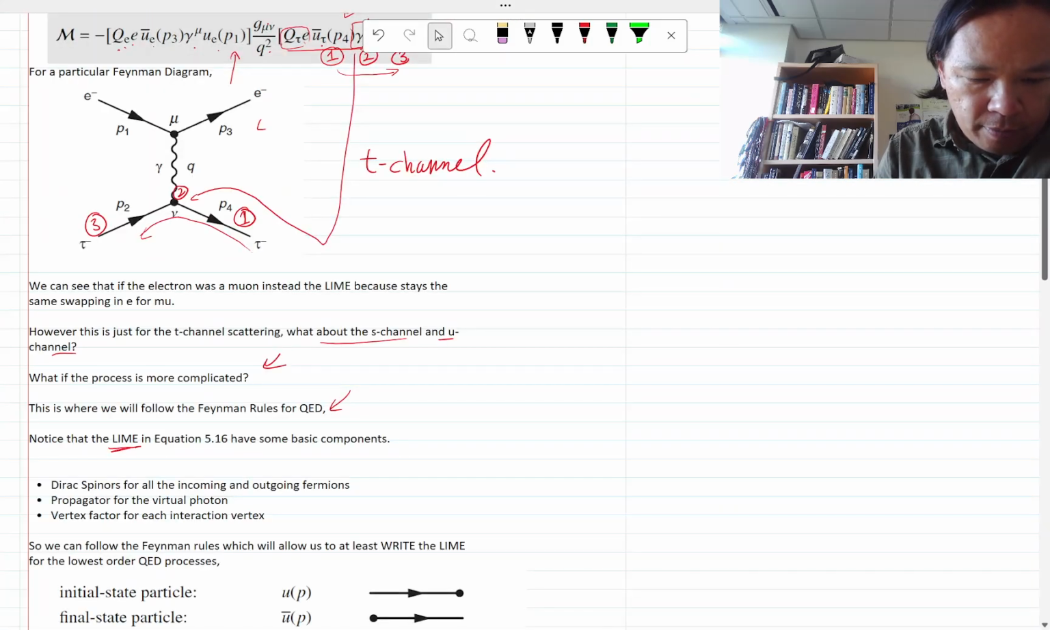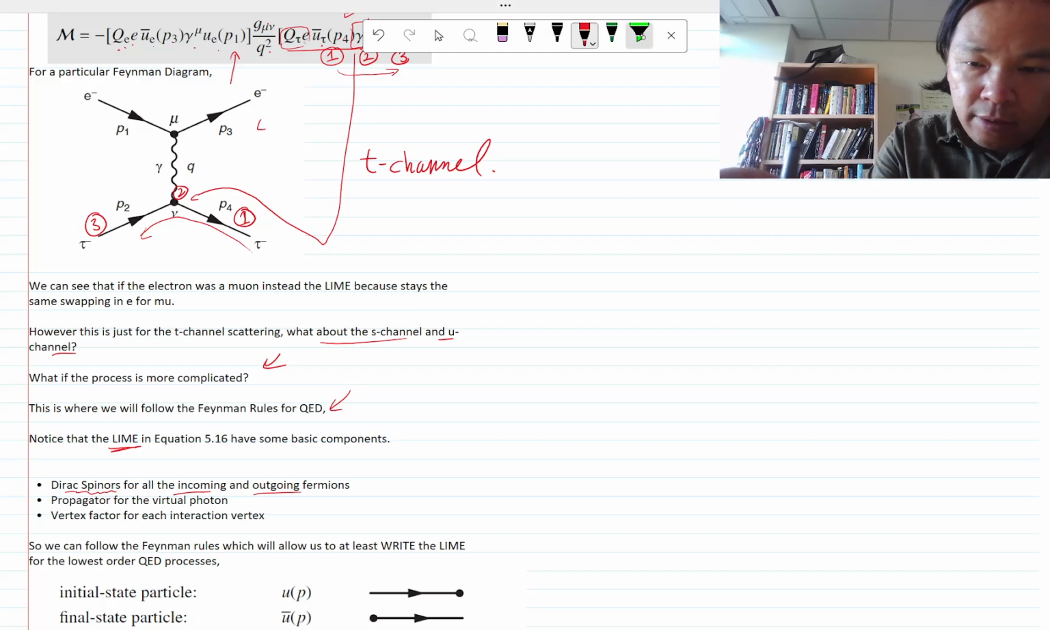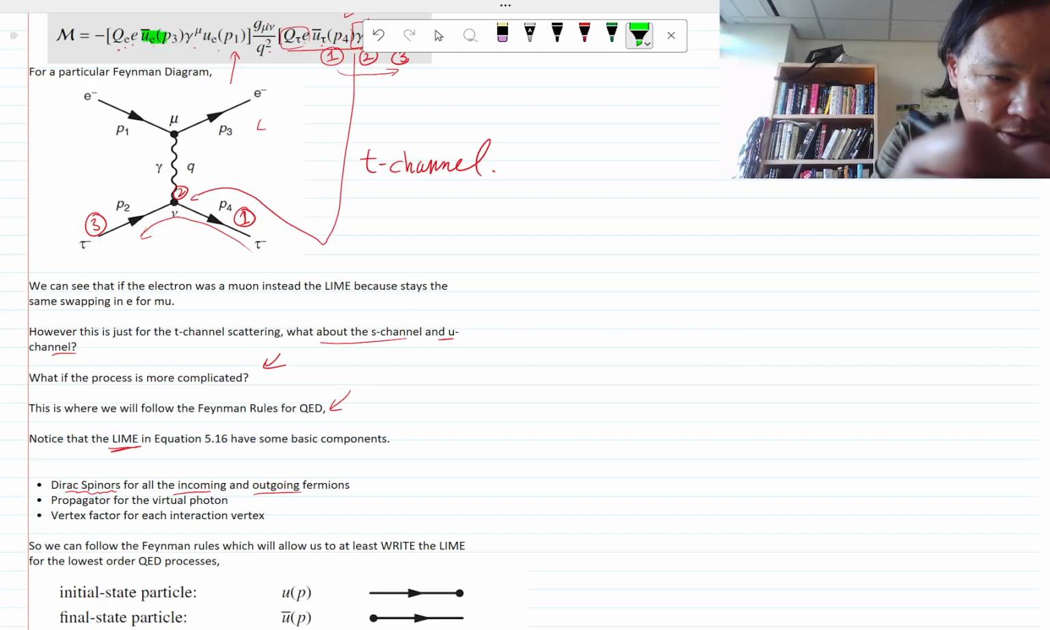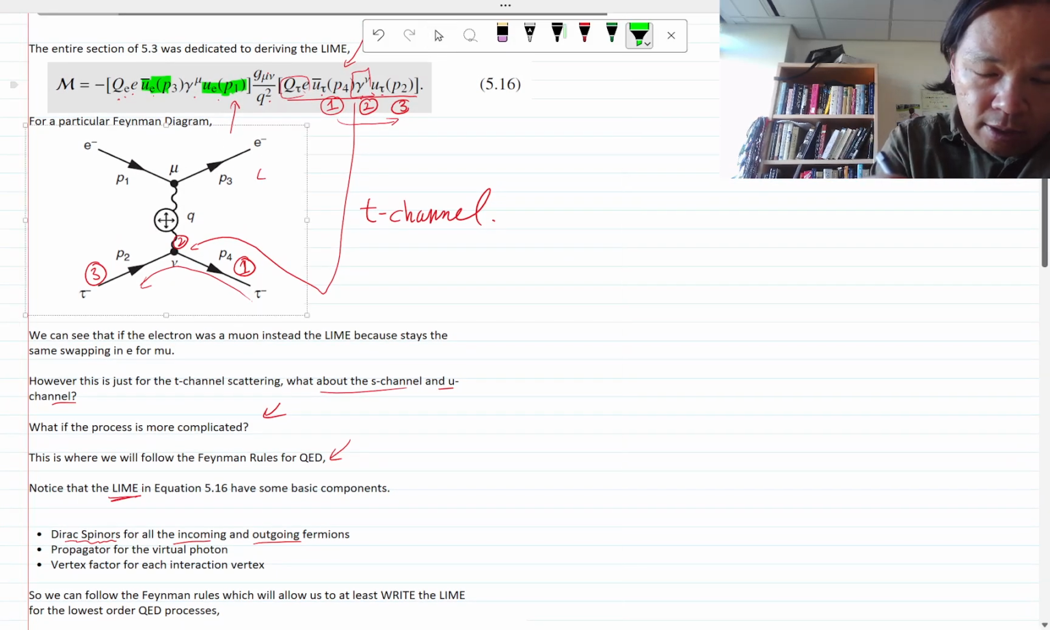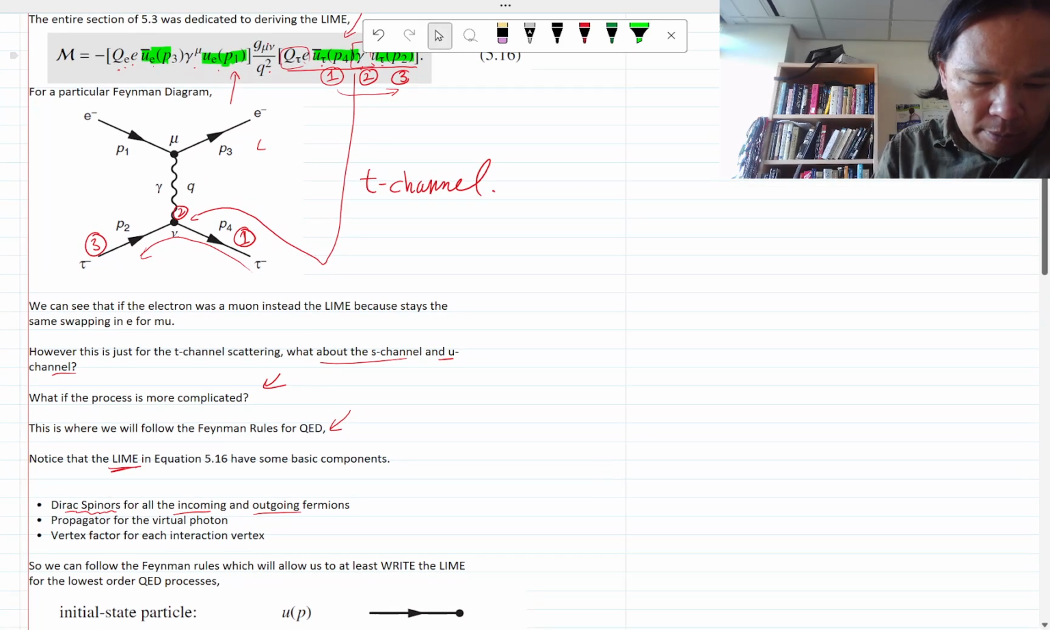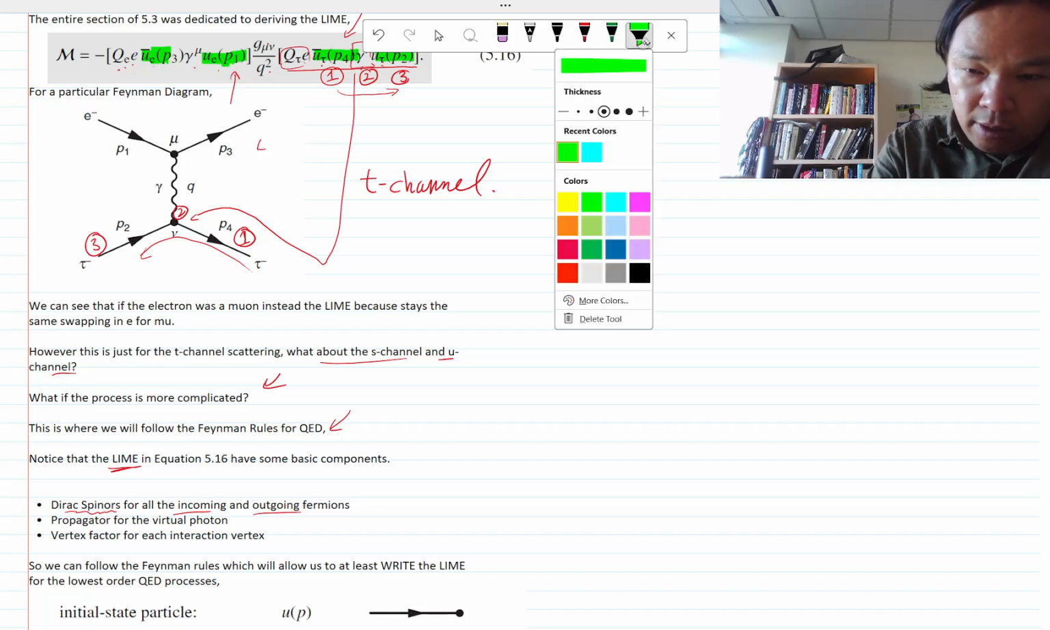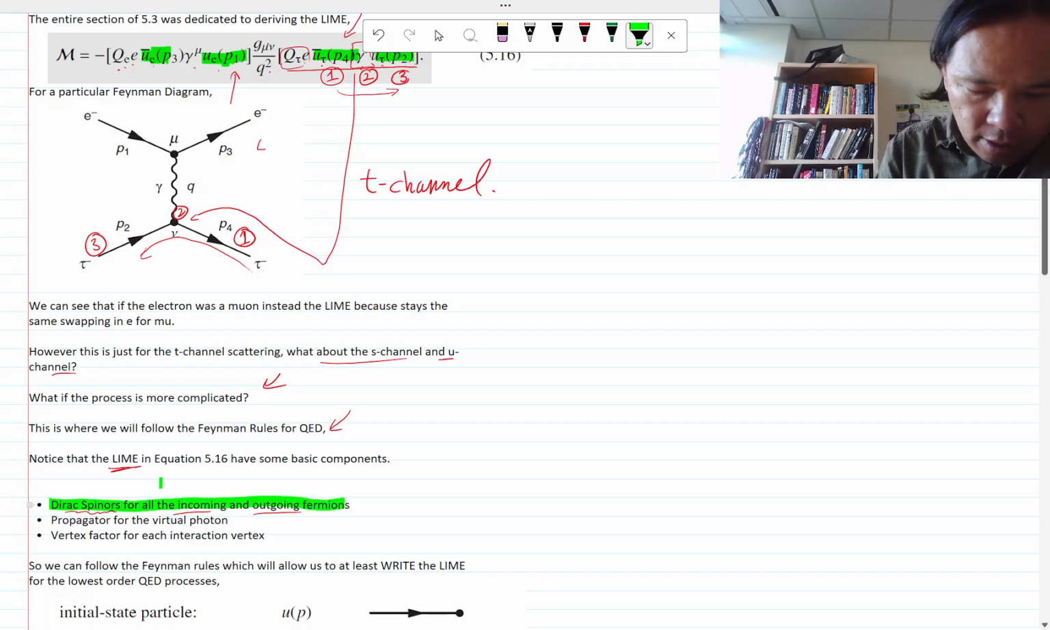little bit more space, right? So it has some Dirac spinors of the incoming and outgoing fermions. I'm going to highlight those up here, these little spinor pieces, incoming and outgoing. This is incoming, this is the outgoing. There's this piece here. There's a propagator for the virtual photon. Highlight this stuff in green.